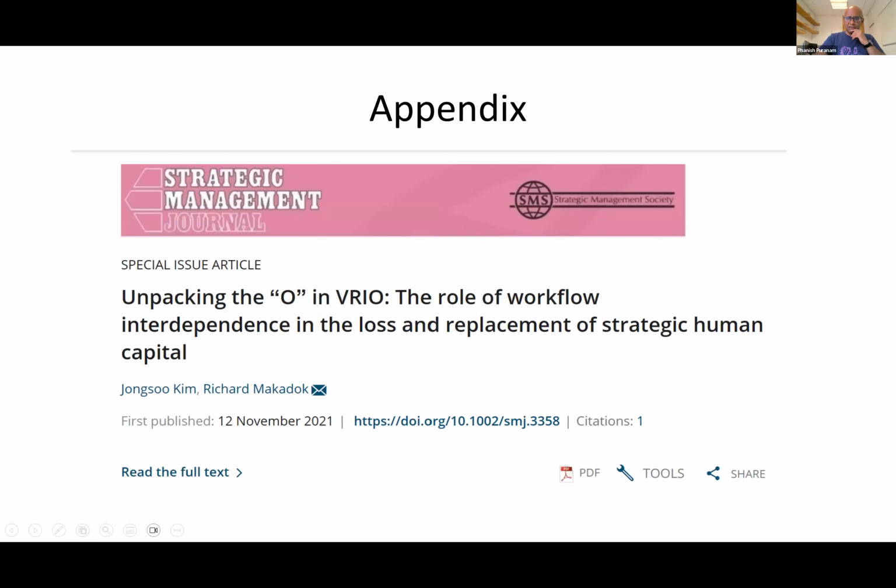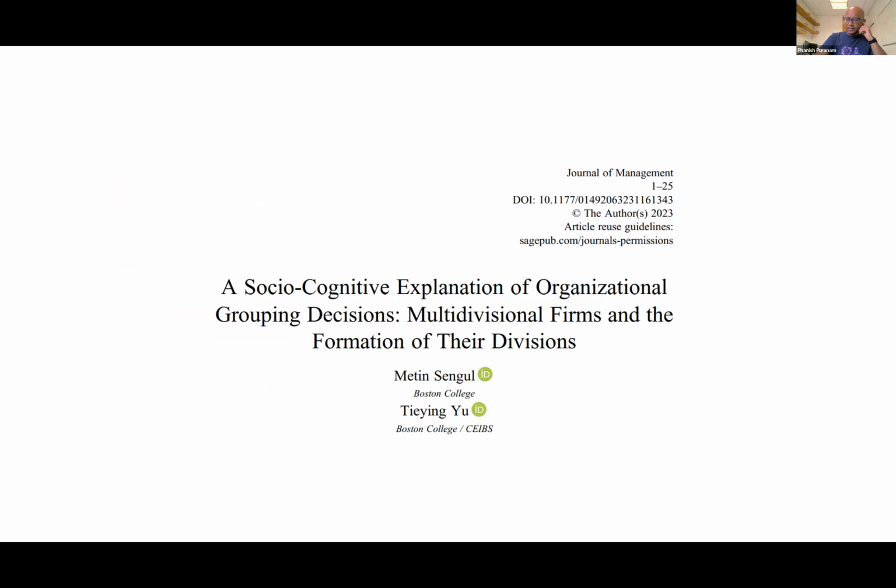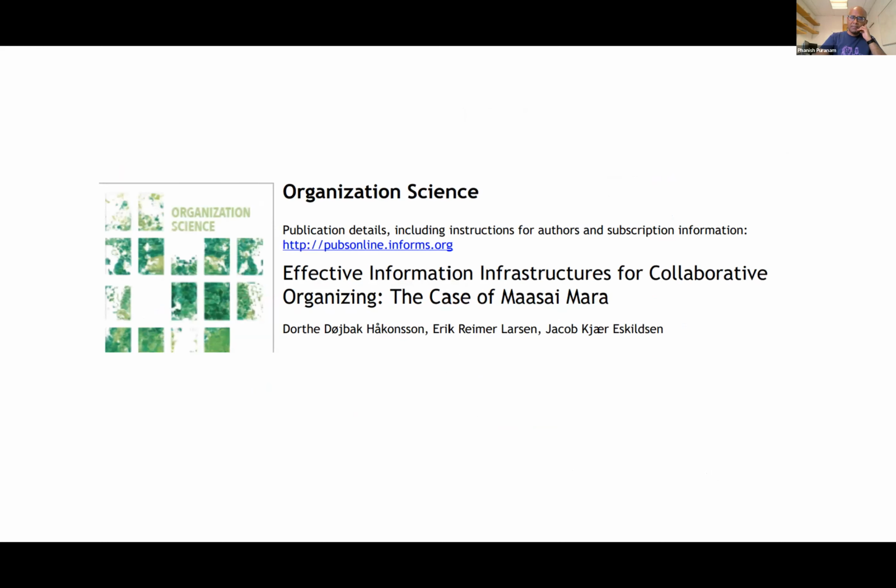I just want to flash a couple of papers from recent issues of SMJ, which kind of make this link, I think, very, very salient. So, think about Kim and McAdock's really nice paper on unpacking the O in VRIO. This is really a classic RBV strategy paper, but it is also very much an org design paper. It's really focusing on the question of interdependence. Metin and Teece's paper on multi-divisional firms in the formation of their divisions. Very interesting application of org design thinking to collective action in the Masai Mara by our friends Dorte and colleagues.